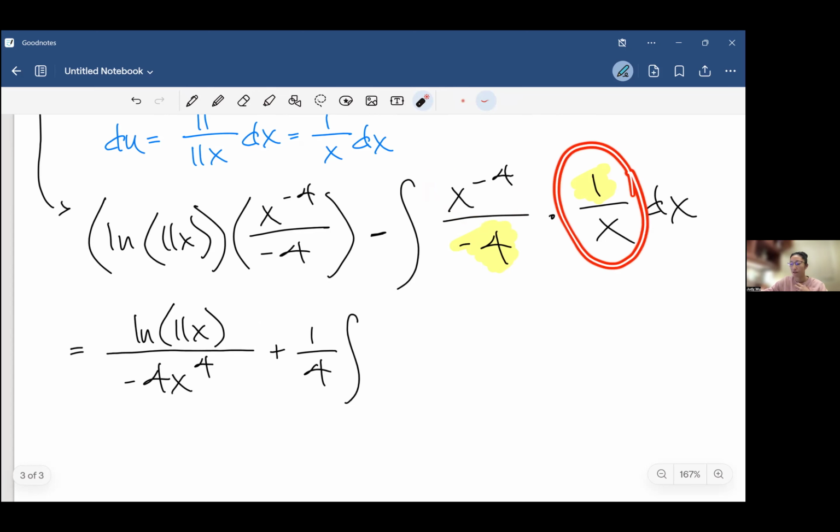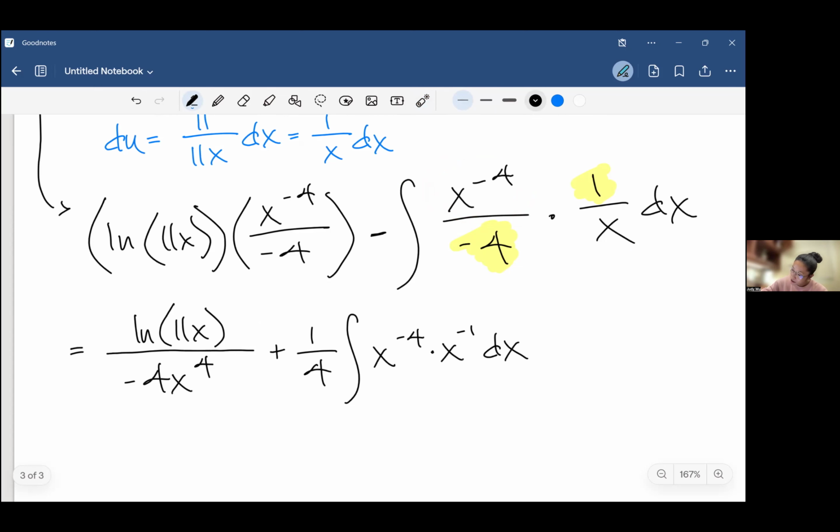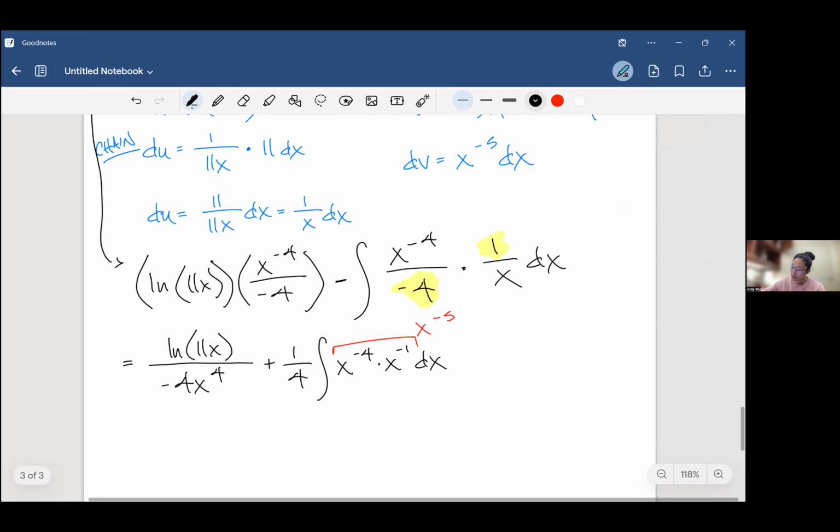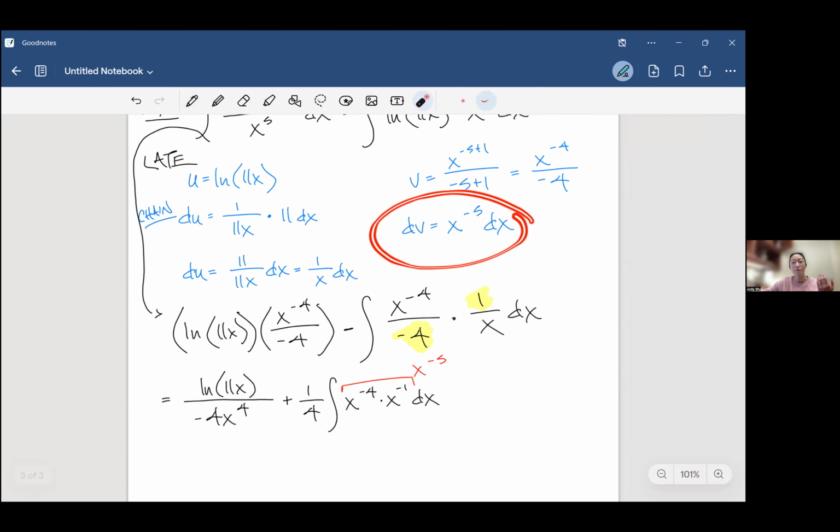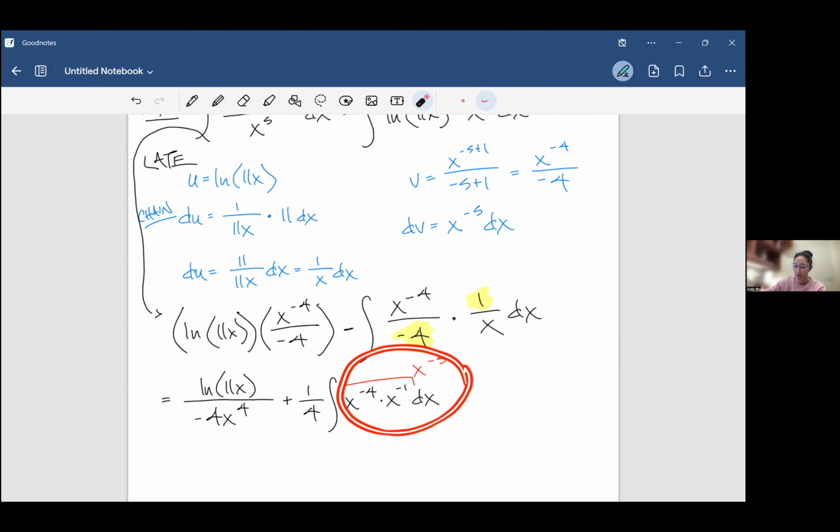But that means I can actually write 1 over x as x to the negative 1. And so what I really have is x to the negative 4 times x to the negative 1, which if we do a little bit of algebra, we see that that becomes x to the negative 5, because we add our exponents. Now, the nice thing about this is we've already found the integral of x to the negative 5. It is x to the negative 4 over negative 4. So in some ways, we've already done the work for this second part.